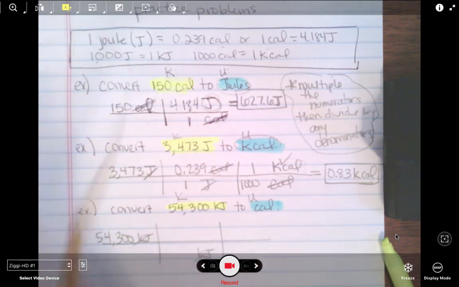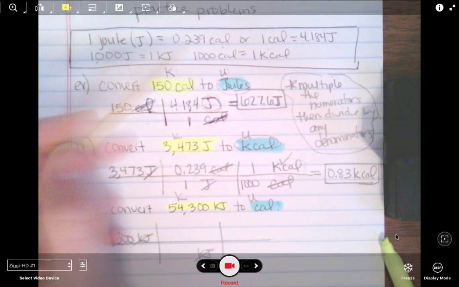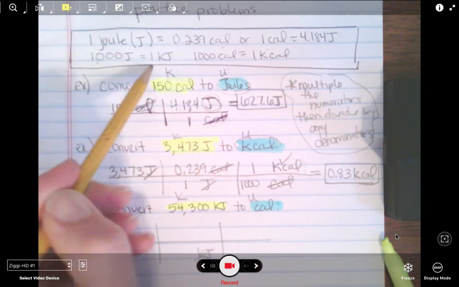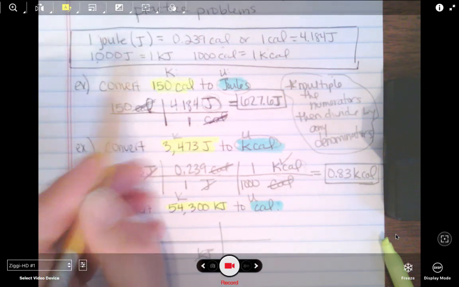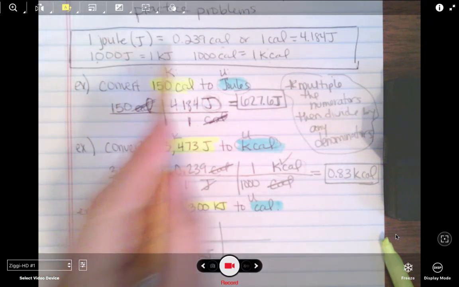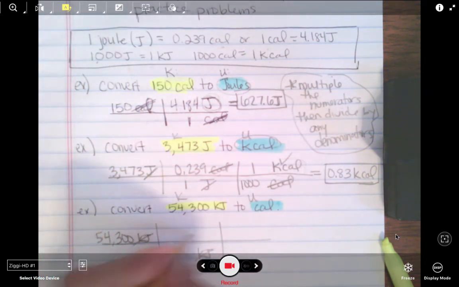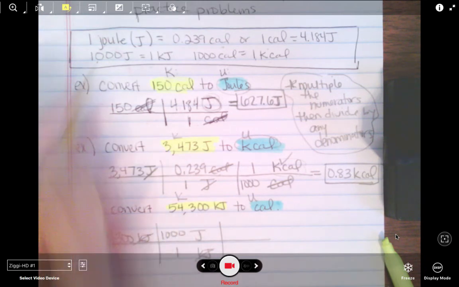So let's come up top and find a conversion. The only thing that says anything about kilojoules is this conversion right here. So I know that 1 kilojoule equals 1,000 joules. So let's use that one because there are no other options for kilojoules. So I know I can go from kilojoules to joules, and I know that 1 kilojoule equals 1,000 joules because that's what it says up here.